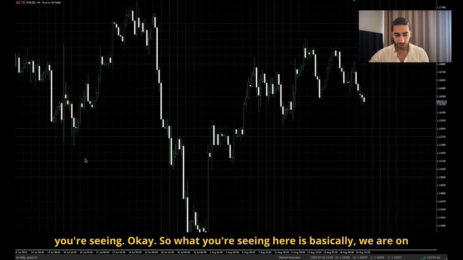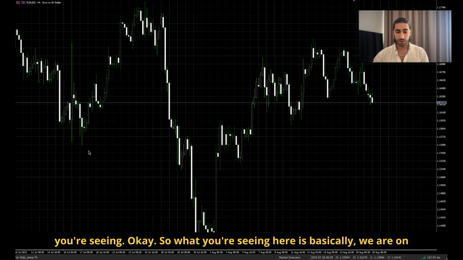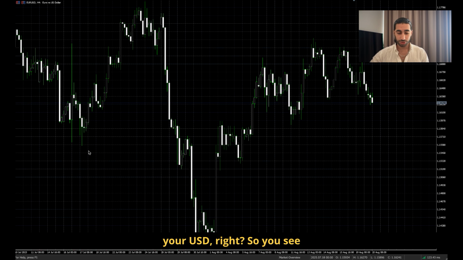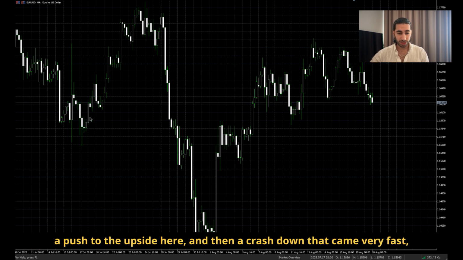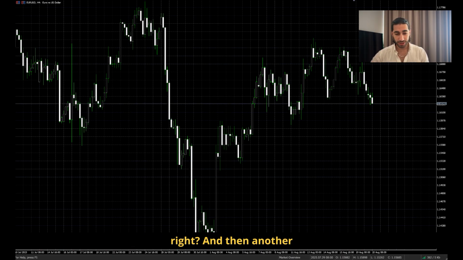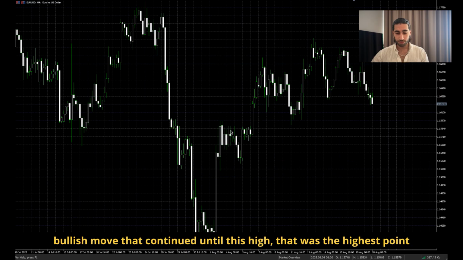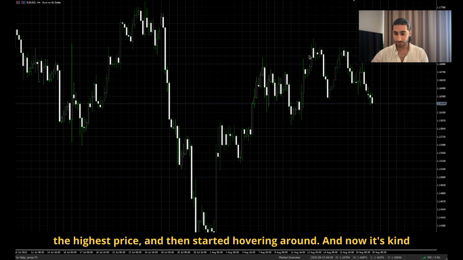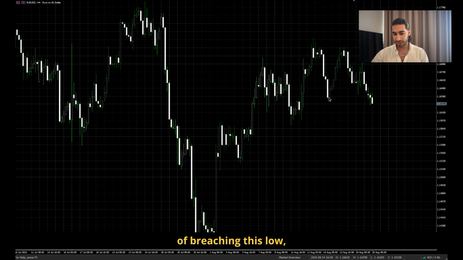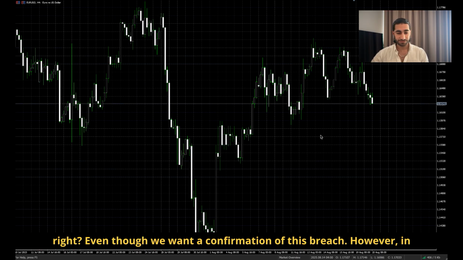Okay, so what you're seeing here is basically we are on Euro USD, right? So you see a push to the upside here and then a crash down that came very fast, right? And then another bullish move that continued until this high. That was the highest point that was reached, the highest price, and then started hovering around. And now it's kind of breaching this low, right? Even though we want a confirmation of this breach.